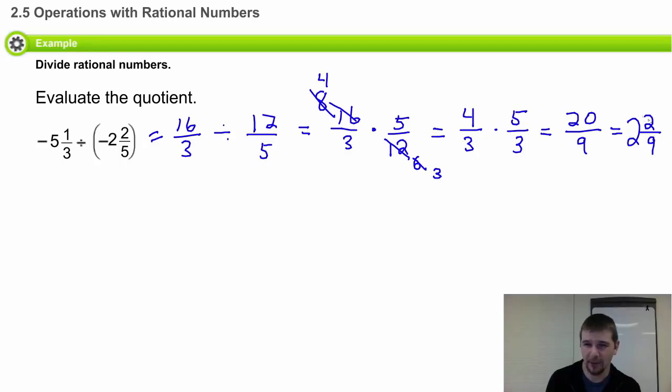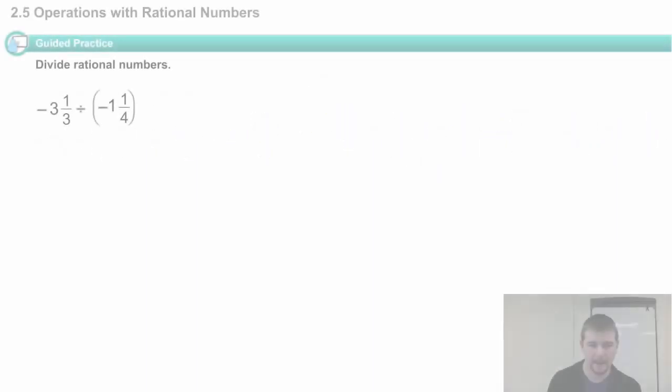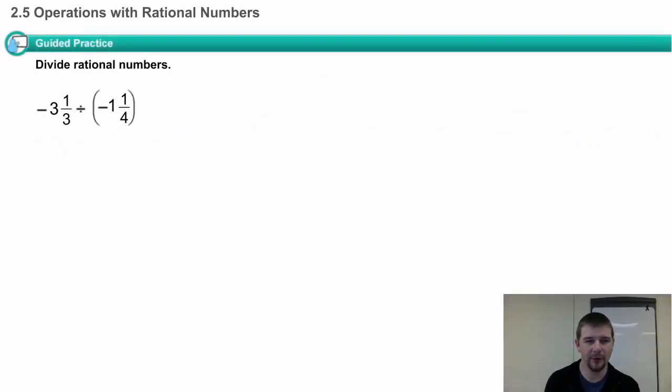A double check, working backwards just one step. 9 times 2 is 18, plus 2 is 20, 20/9. And here we have one more guided practice problem that I'd like you to do on your own. -3 1/3 divided by -1 1/4.